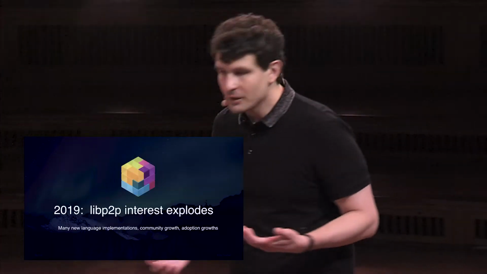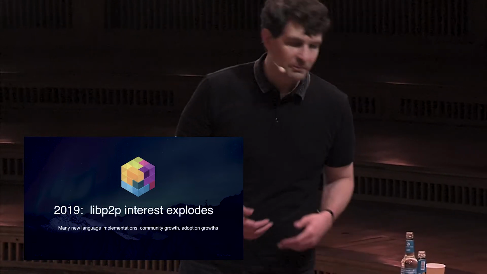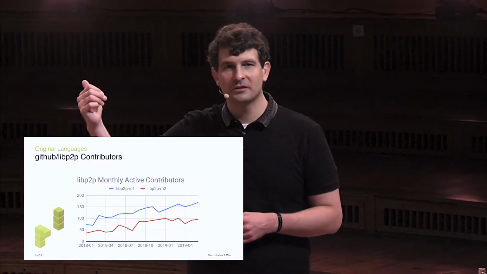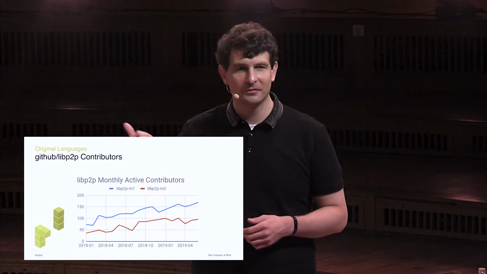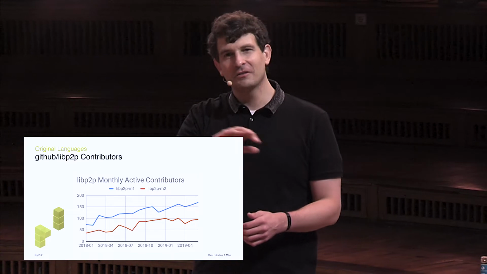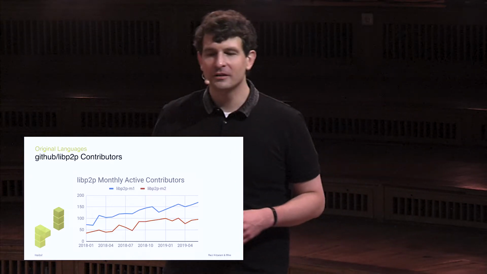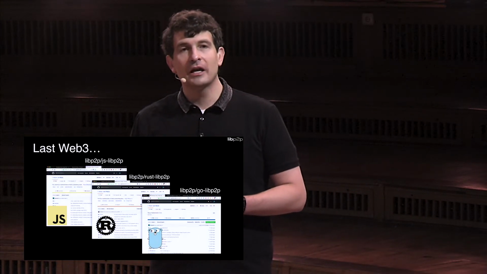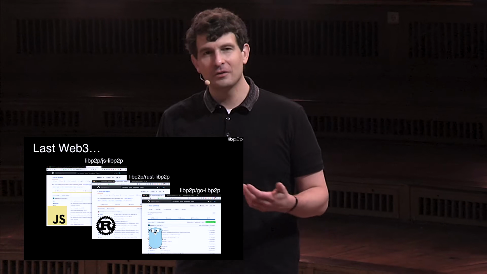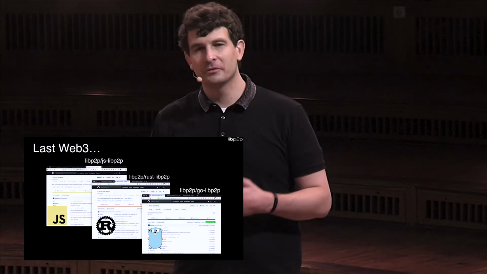So 2019 was the year that interest in libp2p basically kind of exploded. And we had been on a steady upward trajectory. This is a graph of GitHub contributions. It runs through, I think, the first quarter of 19 or something. But basically, we had always been on a steady upward trajectory. But what has changed most since last Web3 is that when I came out here last year, I told the audience that we had three main language implementations: JavaScript, Go, and Rust. They were interoperable. It was a miracle.